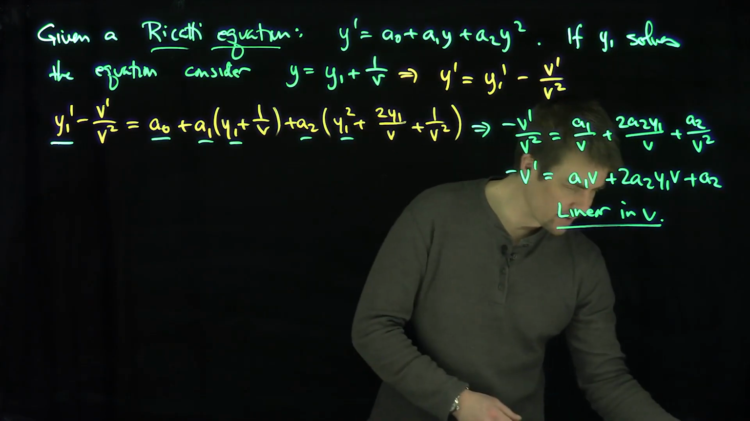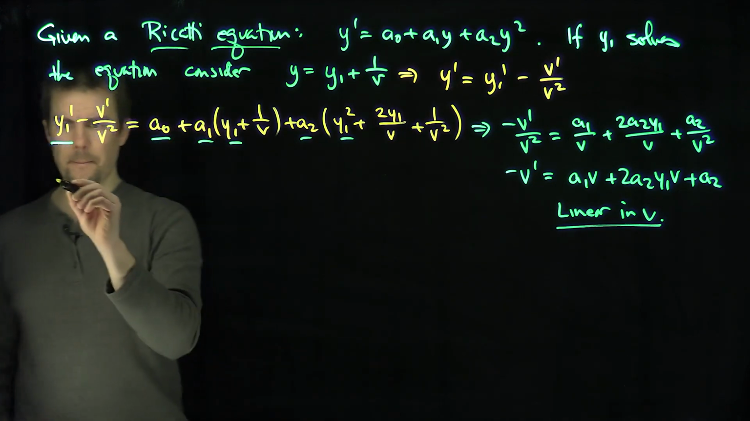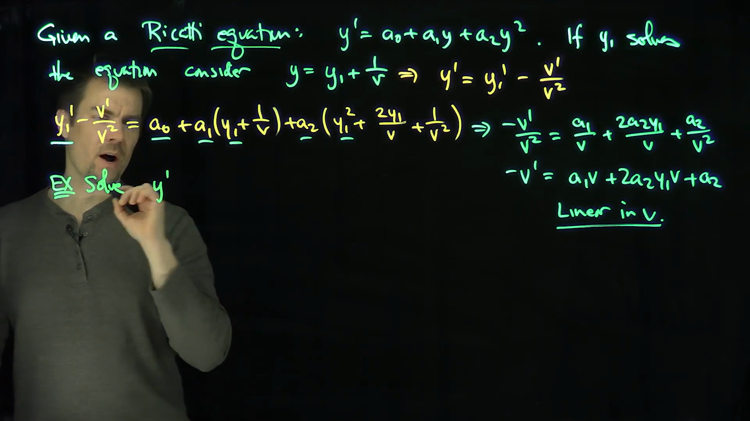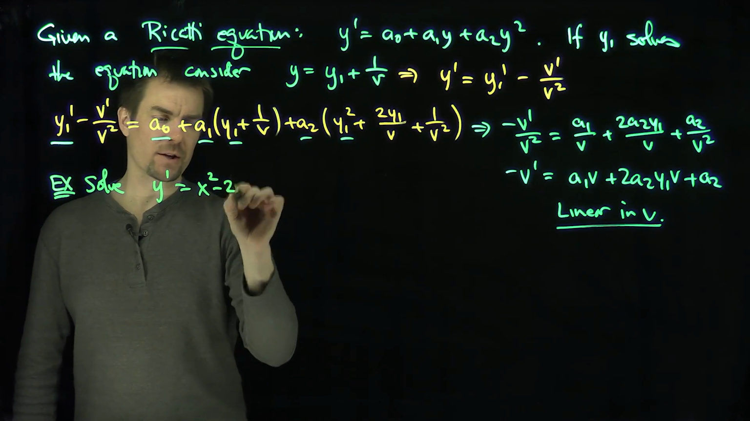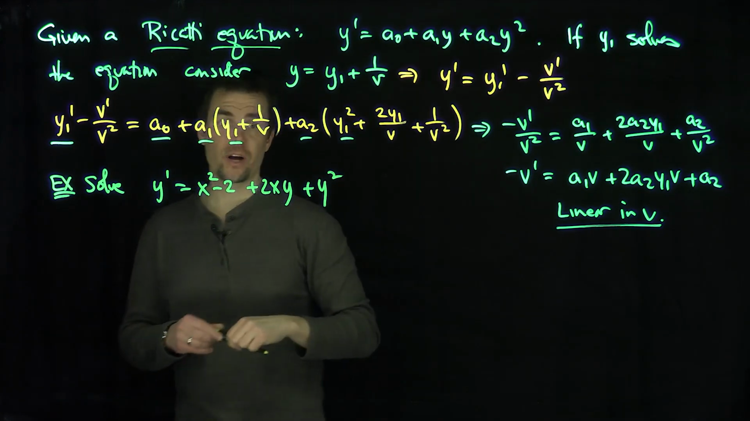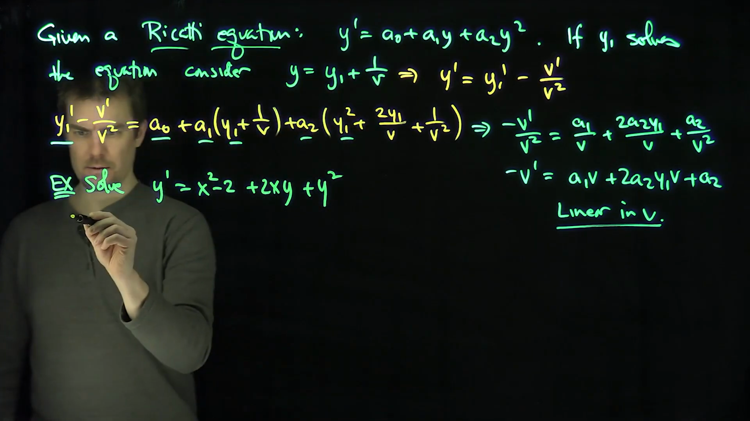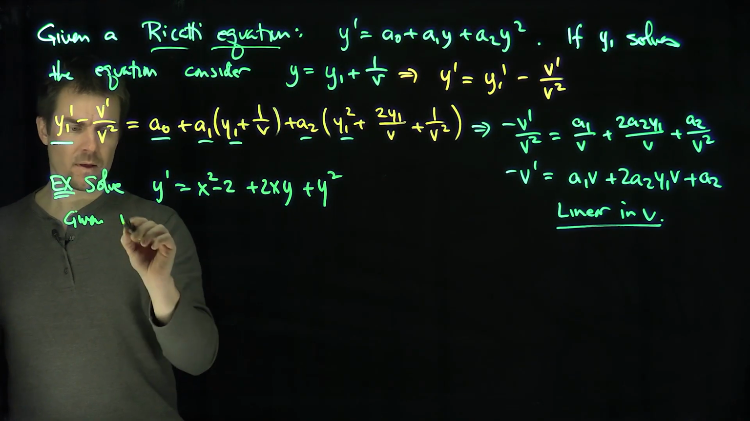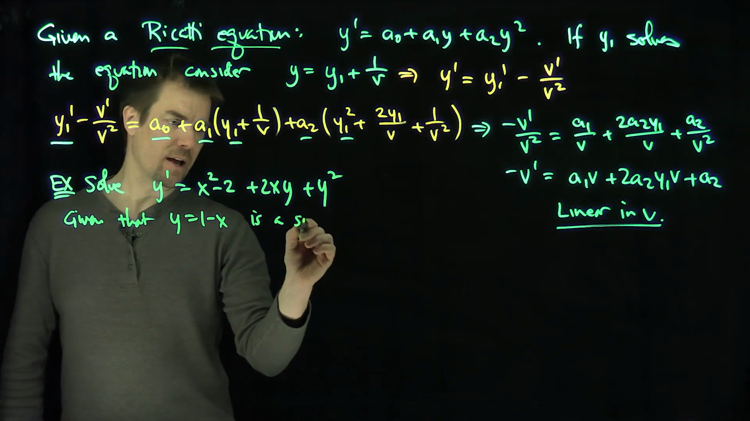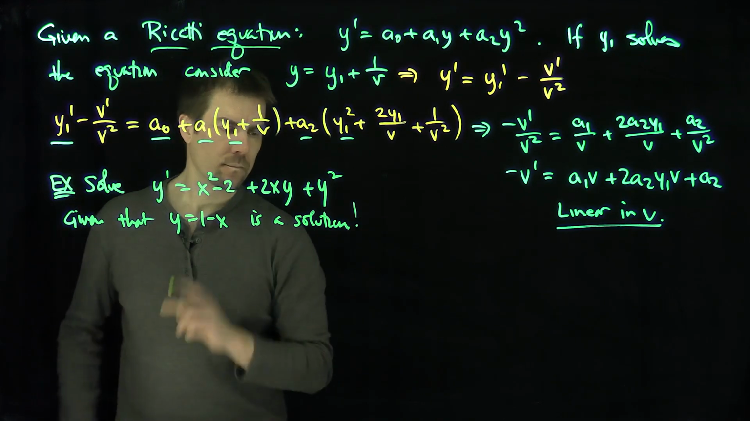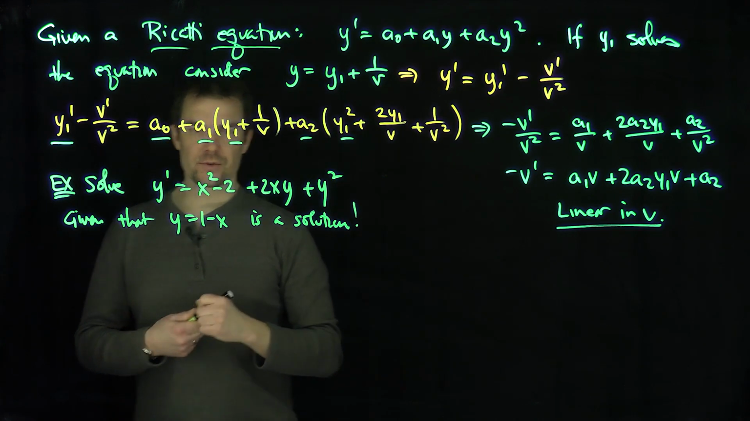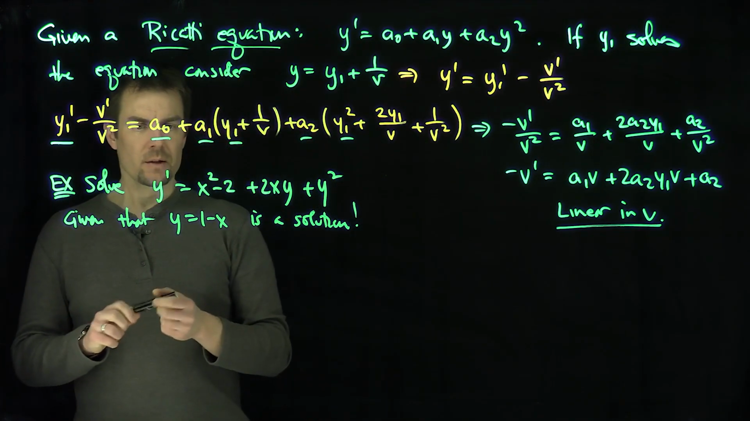So now let's see an example of this. Let's solve y prime is equal to x squared minus 2 plus 2xy plus y squared. This is my Riccati equation, given that y equals 1 minus x is a solution. Okay, well, let's see what happens over here. So let's check to see if this is a solution.